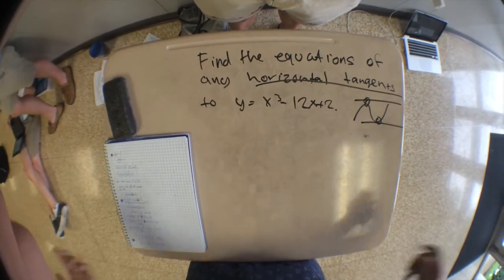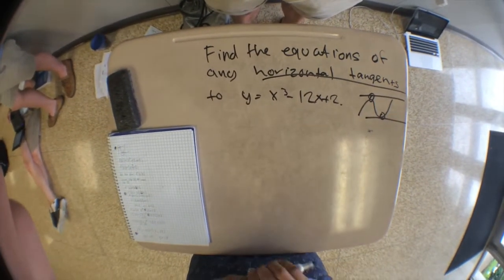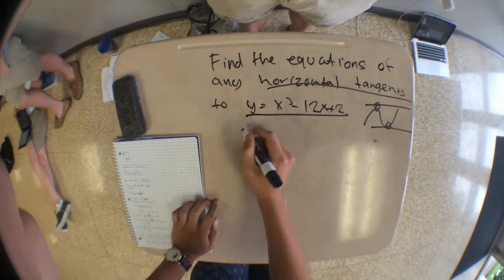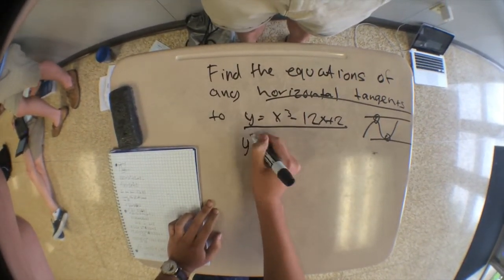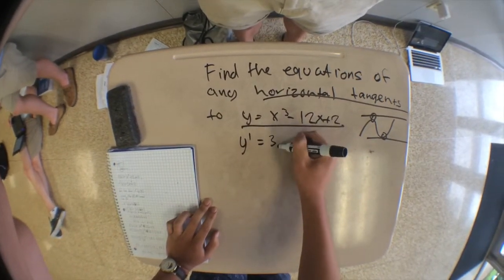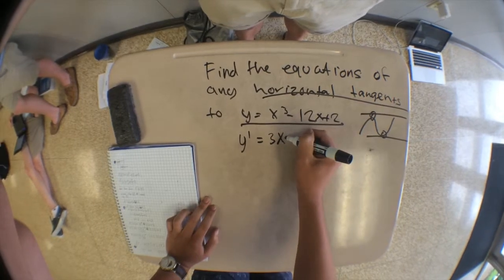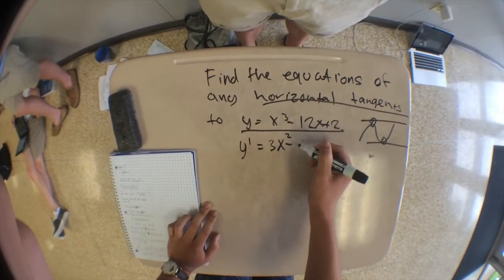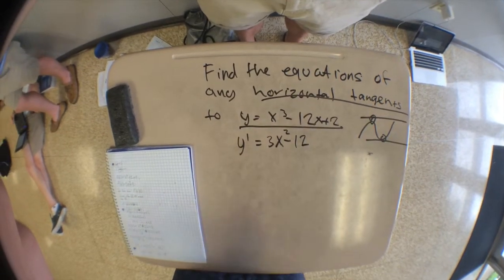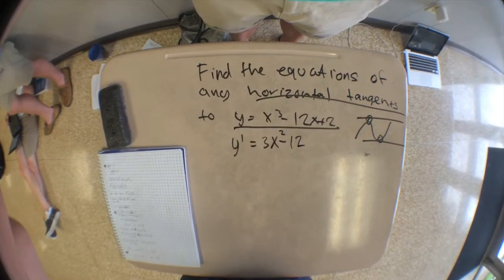Alright, so first step is to find the derivative of this equation. So y prime equals 3x to the second power minus 12, and that's it. There's your derivative.